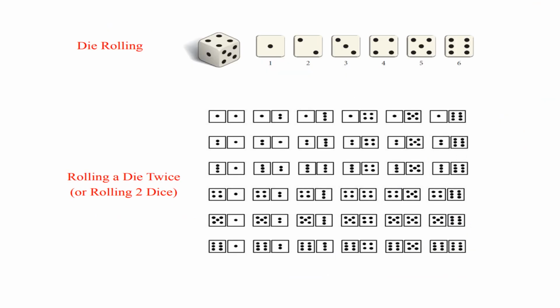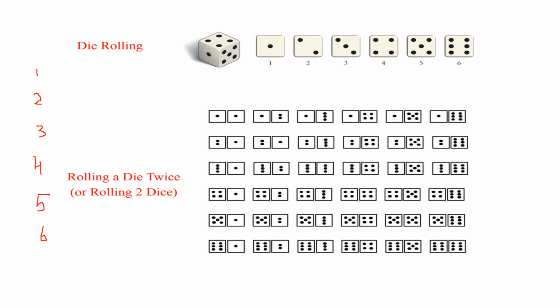Next, rolling a die. A die has 6 faces: 1, 2, 3, 4, 5, 6. For rolling a die twice, we have a picture representation, and here also we can use the tree diagram. The first time, the possible outcomes are 1, 2, 3, 4, 5, 6. So in total 6 outcomes.